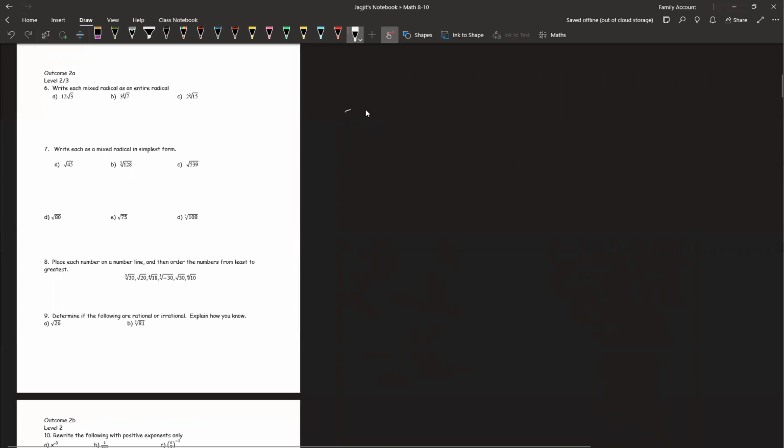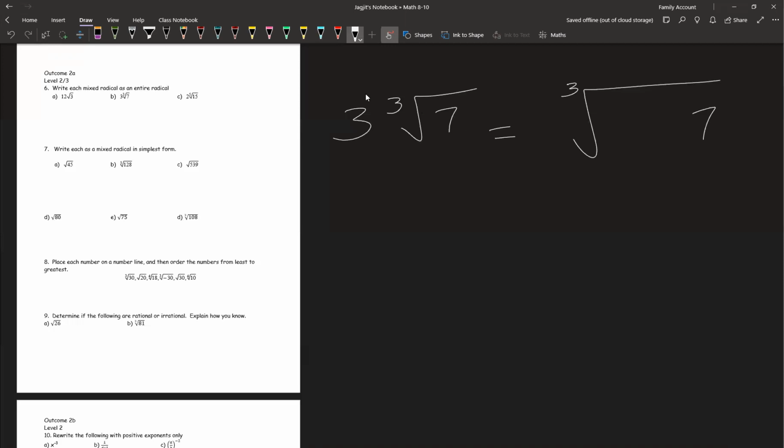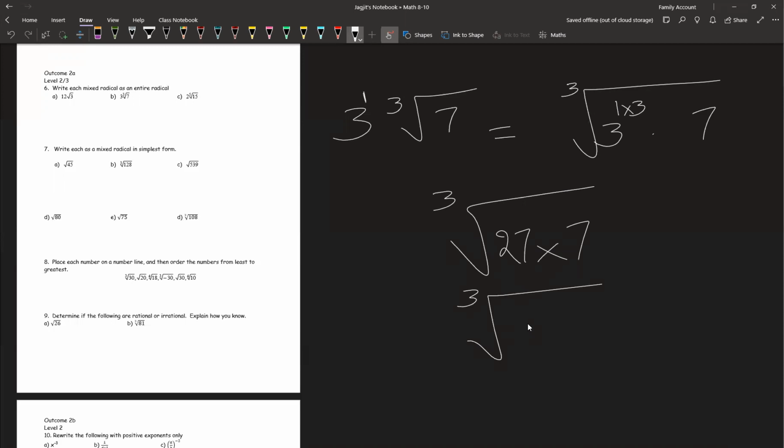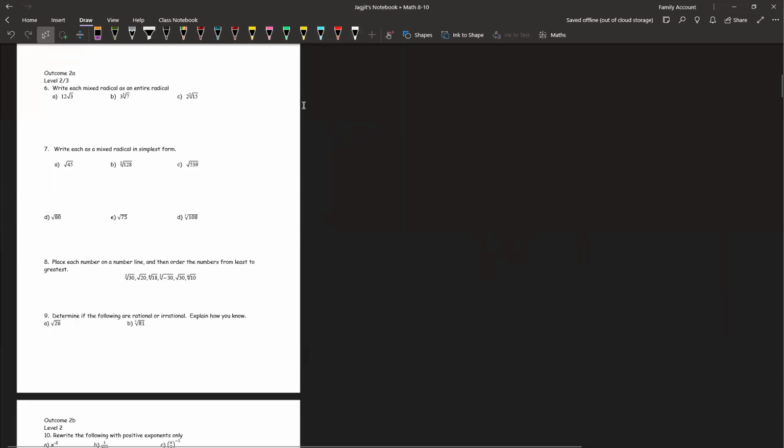Okay. Let's have a look at the next one. We have 3 cube root of 7. You have the cube root, 7 is already in there. Now the power of 3 is 1. When it goes inside, it'll be 1 times 3, which is 3 cubed. 3 cubed is 27, times 7. So punch in 27 times 7 in your calculator. 189. So that's the cube root of 189. That's the entire radical.